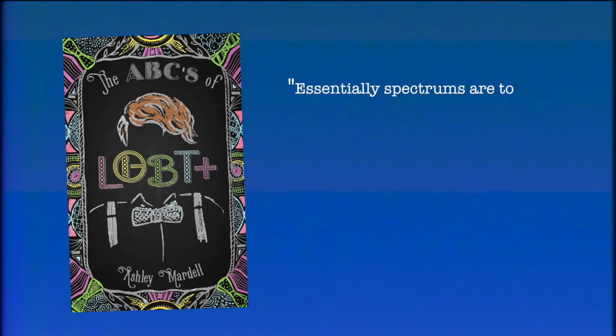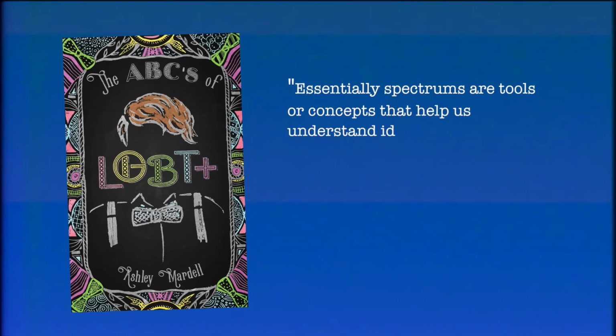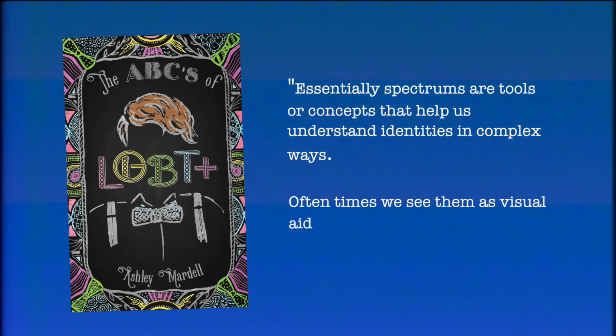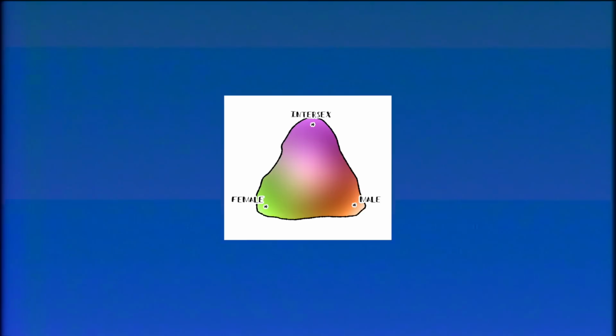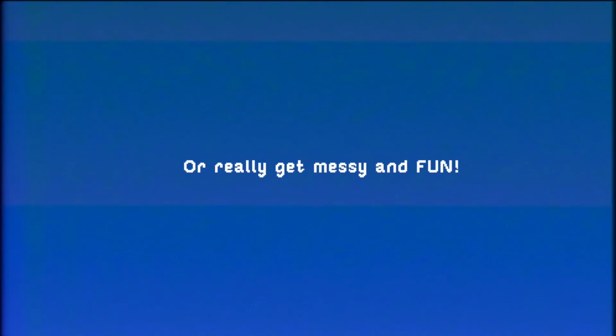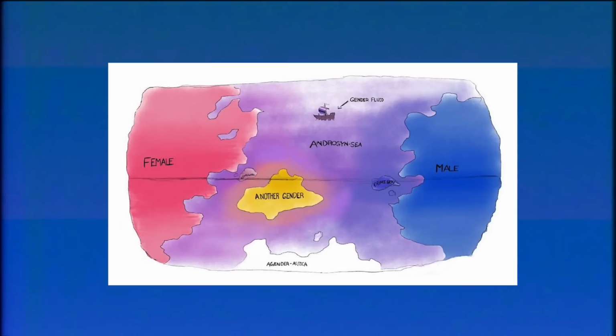I am going to read the official definition from my book. Essentially, spectrums are tools or concepts that help us understand identities in complex ways. Oftentimes, we see them as visual aids on which we can represent and plot different identities. They can be simple or really get messy and fun. For example, did that overwhelm you? Not to worry. We'll break down spectrum making quite a bit in this video.